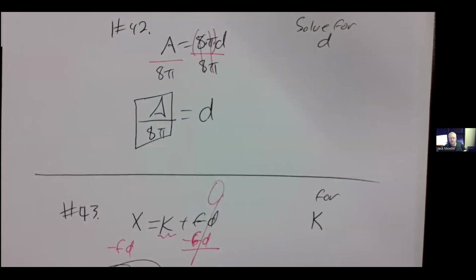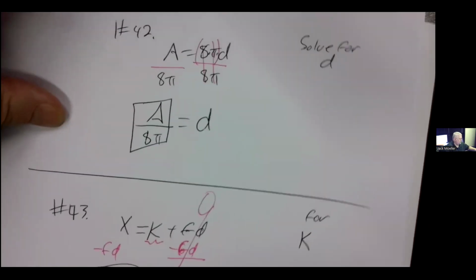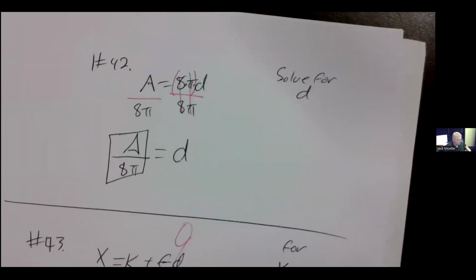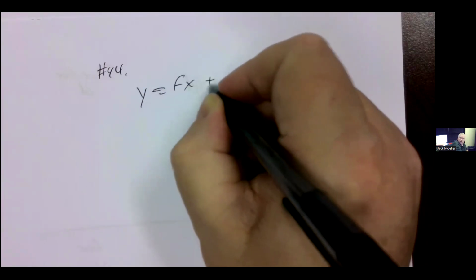Now they're going to get messier. So you'll have a basic one sort of like this. Let's do both of these. And you're going to have some that are more than one step. So here is 44. So we have y equals fx plus s. We're solving for f.